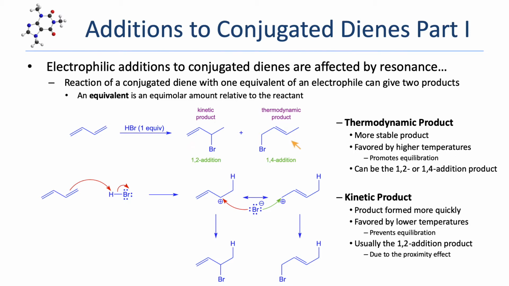The second product is likely a bit of a surprise. If you look closely, you can see that the hydrogen and the bromine were added to the opposite ends of the conjugated pi system, placing a double bond in between the double bonds of the reactant. This product is called the 1,4 addition product. If we arbitrarily assign the carbon that bonded to the hydrogen as carbon number 1, we can see that the bromine attached to carbon number 4, and that's why it's called a 1,4 addition product.